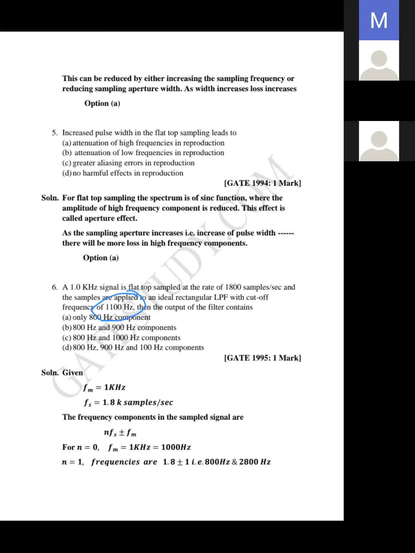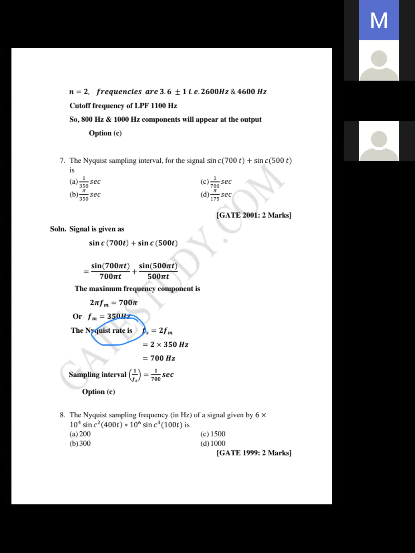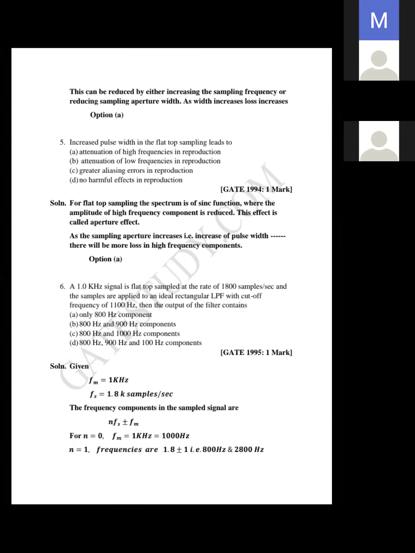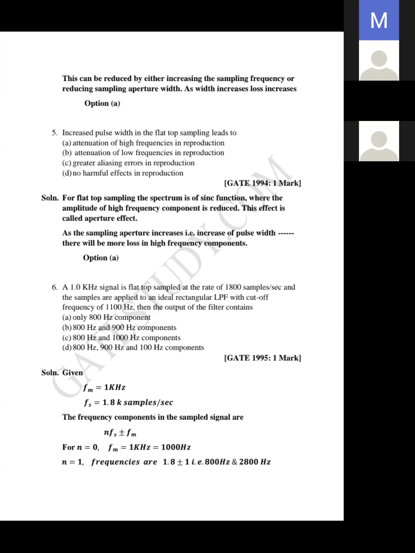Similarly, for n is equal to 2, here we have 2600. This can be omitted, and this can be omitted, because the cutoff frequency is given as 1100 hertz. So the desired answer from these options is this one.